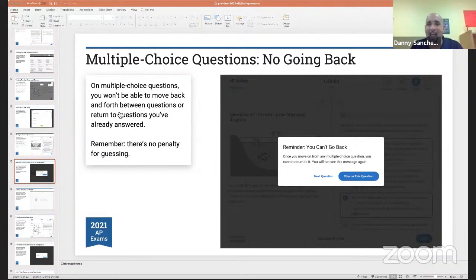Additionally, I didn't realize it's going to ask you after every question, reminder you can't go back. That's going to eat into the time they actually have to take the test itself. They're going to have to hit enter and next question 60 different times. Yeah, and that, by the way, is an assumption I'm making.